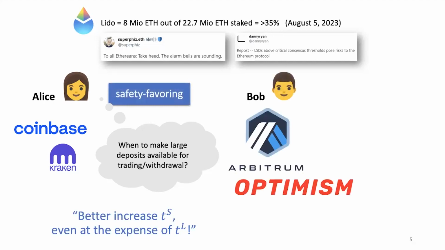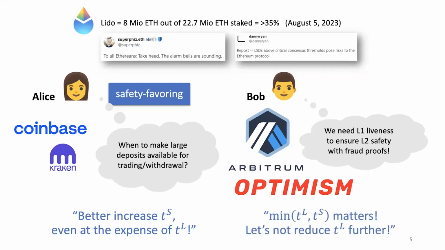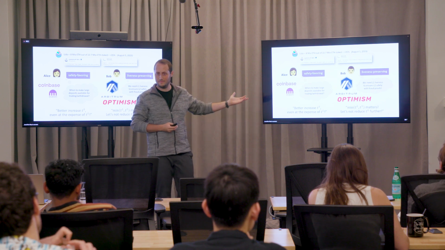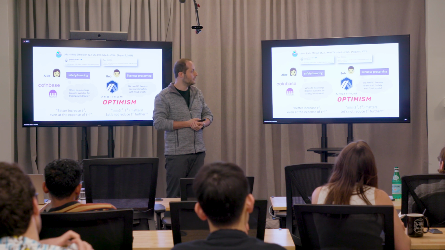And then on the other hand, maybe there's Bob, and Bob wants to build an optimistic rollup, and for safety on the optimistic rollup, Bob relies on L1 liveness, because otherwise fraud proofs cannot be posted on the L1, and then if there's fraud on the L2, that cannot be proven, that cannot be prevented, and then you lose L2 safety possibly. So Bob says, really, I care about the minimum of these two. Safety matters, yes, but liveness matters also, because otherwise I lose safety on the L2. So let's not reduce the liveness resilience further than where we are. So we call Bob a liveness preserving client. Okay, given these two clients, right? Obviously their needs at the moment cannot be satisfied by one protocol, right? And so we want to accommodate.